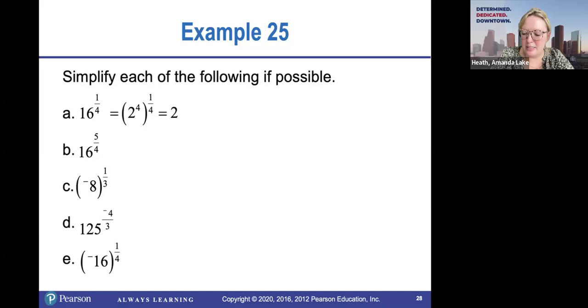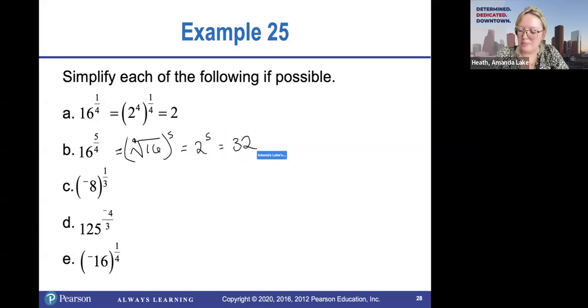What we could also do is replace 16 with 2 to the 4th and then use that multiplicative property of exponents and multiply 4 and 1/4 together. And that's why the 4th root and 2 to the 4th cancel out each other. All right, so if we do 16 to the 5/4 power, again, this is the 4th root of 16 to the 5th power. I just did the 4th root of 16 and it's 2, so it's 2 to the 5th power, or 32.